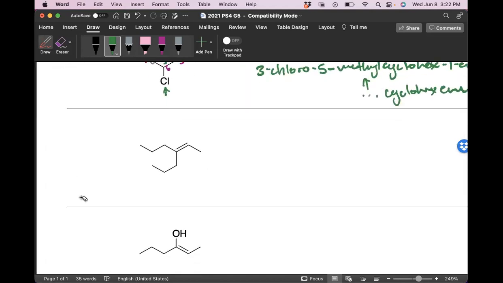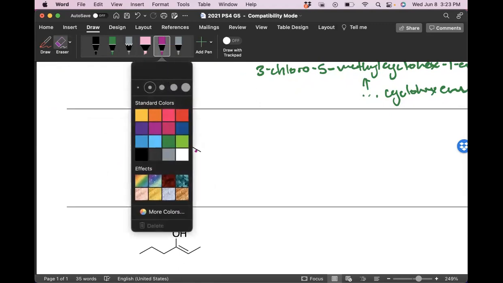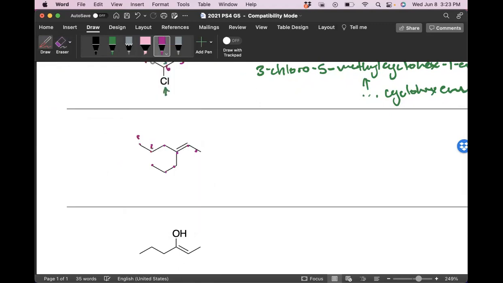All right, let's get into this one. Okay, so if we have a parent chain, 1, 2, 3, 4, 5, 6, 1, 2, 3, 4, 5, 6. It's the same both ways. So whichever way we go, I'm just going to go this top route. 1, 2, 3, 4, 5, 6 with a propyl group. Or I can go the other way. 1, 2, 3, 4, 5, 6.